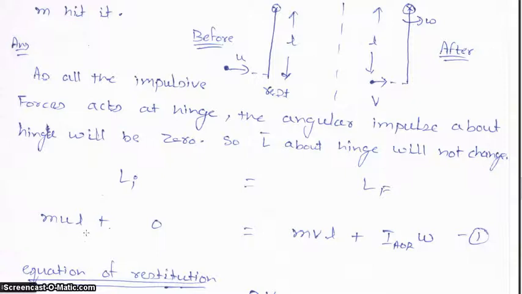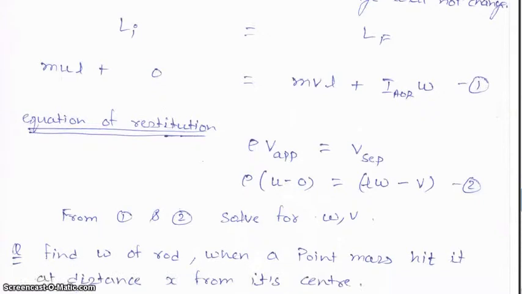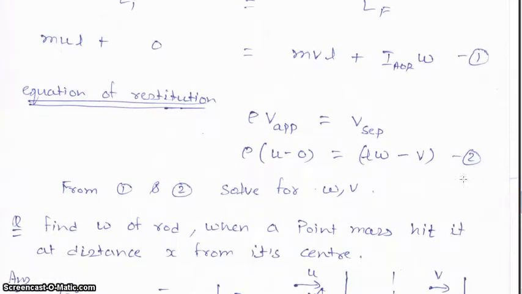Writing the initial angular momentum about the hinge and the final angular momentum of the system about the hinge, we get m v l plus I about the axis of rotation times omega, and equating these two, we get equation number 1.